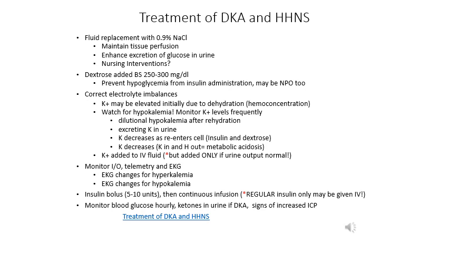Correct electrolyte imbalances, again, K may be elevated only very quickly and initially due to dehydration, but mainly we're watching for hypokalemia, and we're watching for dilutional hypokalemia after we've done the rehydration, plus hypokalemia from all of that they have excreted as far as that massive polyuria.